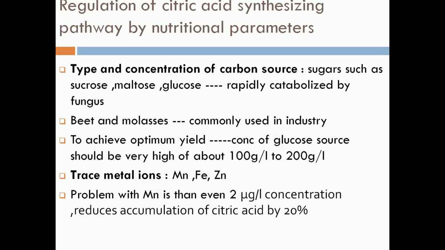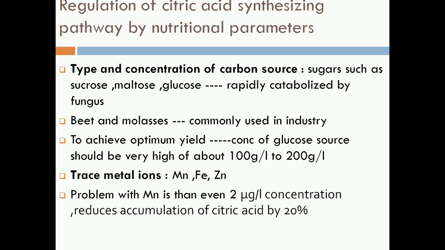Now studying a little bit about the various parameters which are required. One is the carbon source. The organism requires a carbon source, nitrogen source and other sources for its growth. Considering the carbon source, sugars such as sucrose, maltose and glucose can be utilized because they can be catabolized easily by the fungus. Apart from that, various other products like beet and molasses are also used in the industry. If you are using glucose, then you have to be very careful. A concentration of about 100 grams per liter to 200 grams per liter will be okay. The concentration of the glucose source should be very high, about 100 to 200.